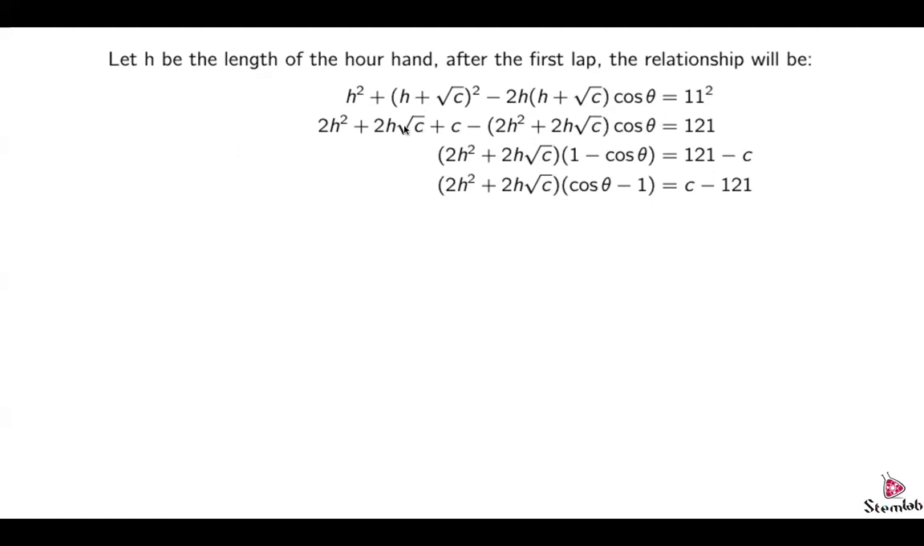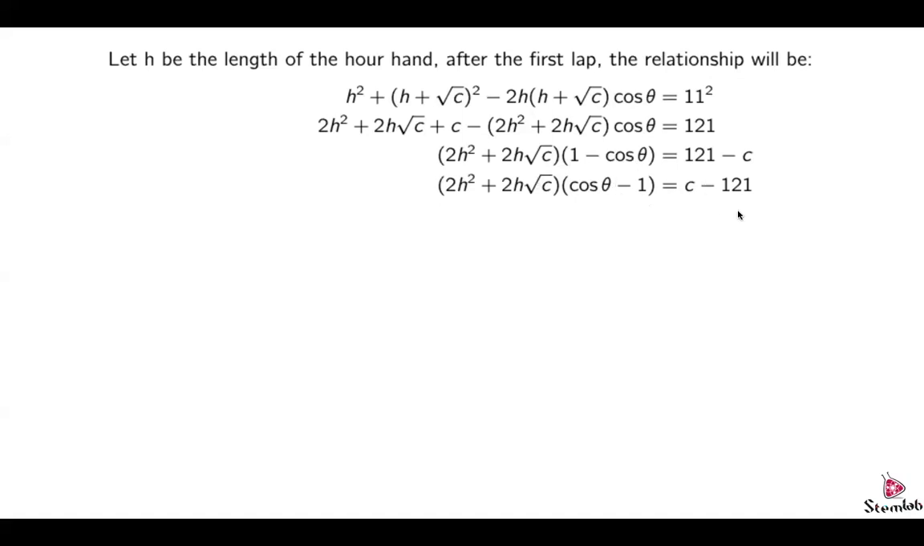So doing some manipulation, we notice that 2h squared plus 2h times the square root of c is actually factorable on the left-hand side. So we can transpose this c to the right-hand side, and we have a neatly factorable equation. Just to make it easier to follow later, we will write it as cosine minus 1 instead of 1 minus cosine. So we multiply -1 to both sides.